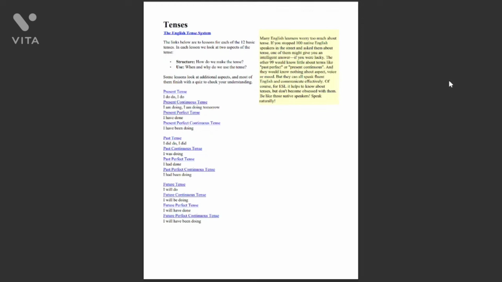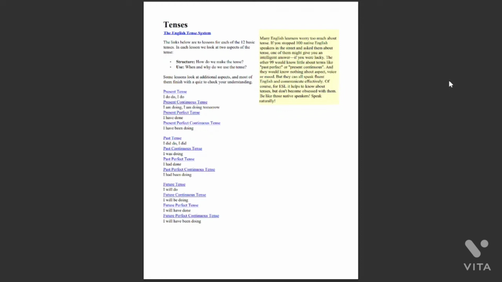In each lesson we'll look at 2 aspects of tenses, that is structure and use. Structure is how we make the tenses, and use is when and why we use the tenses. So in every part of the tenses we'll learn these 2 aspects. Some lessons look at additional aspects also, and most of them finish with a quiz to check your understanding, so that you can understand quickly. So today, the present tense.